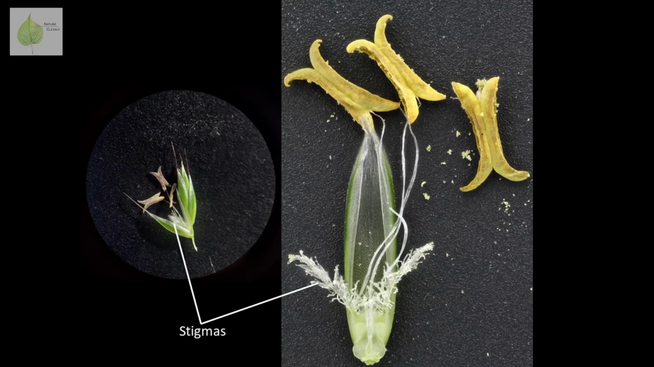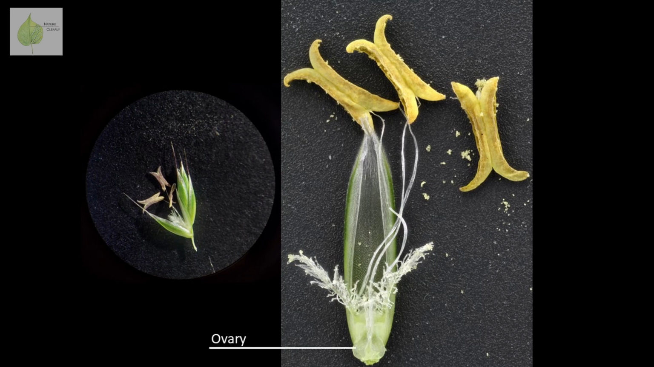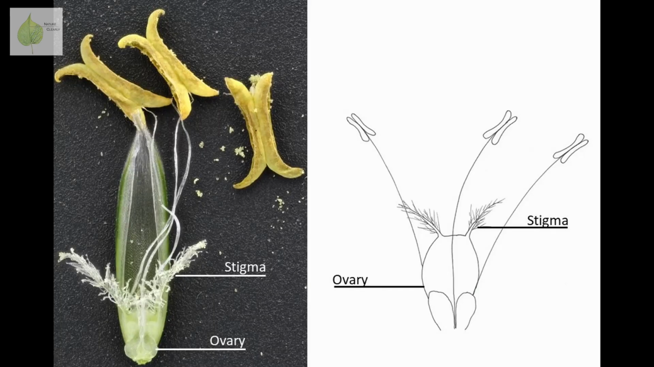So opening up a flower, you might already see white fuzzy structures peeking out. These are feathery stigmas. Continuing down, we arrive at a round ovary. The drawing on the right is a typical grass flower diagram you'll find in a textbook. Let's compare it with a real example. You can see here that this is an ovary, which will, after fertilization, develop into a fruit.